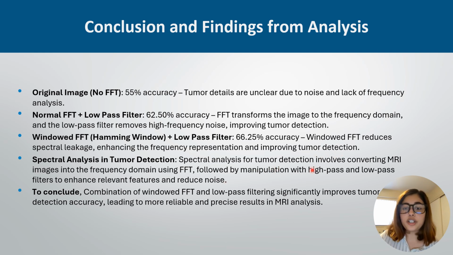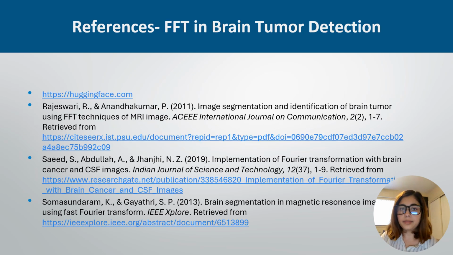Spectral analysis for tumor detection involves converting MRI images into the frequency domain using FFT, followed by manipulation with high pass and low pass filters to enhance relevant features and reduce noise in the frequency domain. To conclude, the combination of Windowed FFT and low pass filtering significantly improves tumor detection accuracy, leading to more reliable and precise results in MRI analysis.